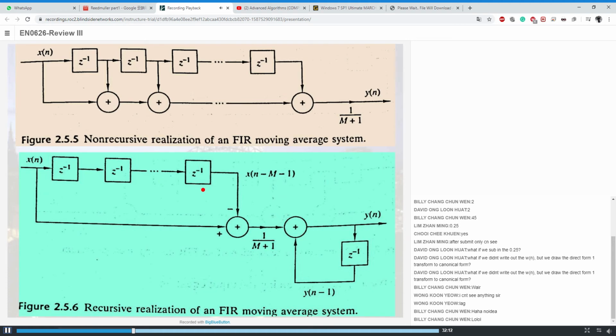So you can imagine that if your moving average has a lot of delays, this will benefit a lot because you don't need to do a lot of computations. But very unfortunately, you always have an additional delay compared to the FIR, definitely. Why? Because of the calculation.